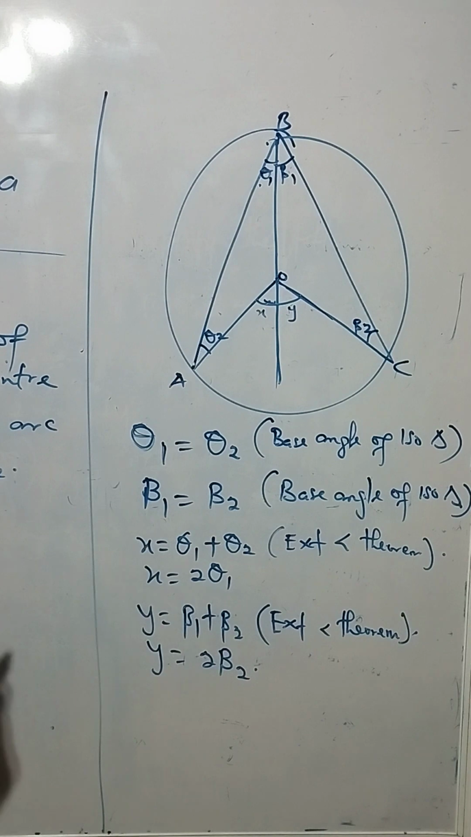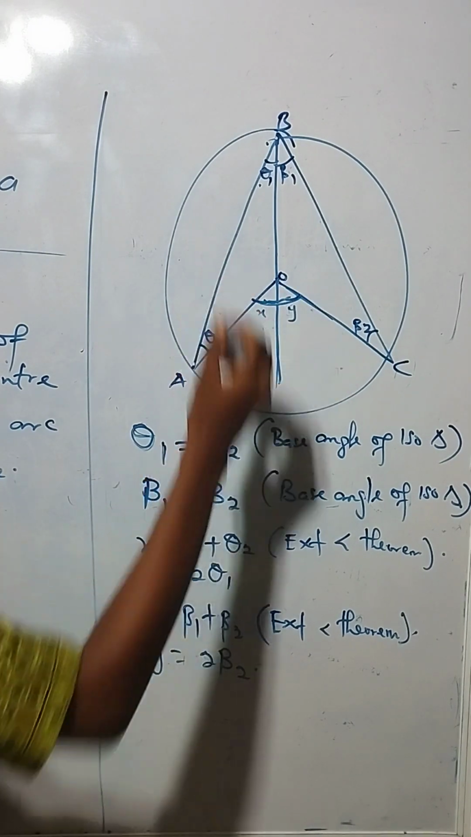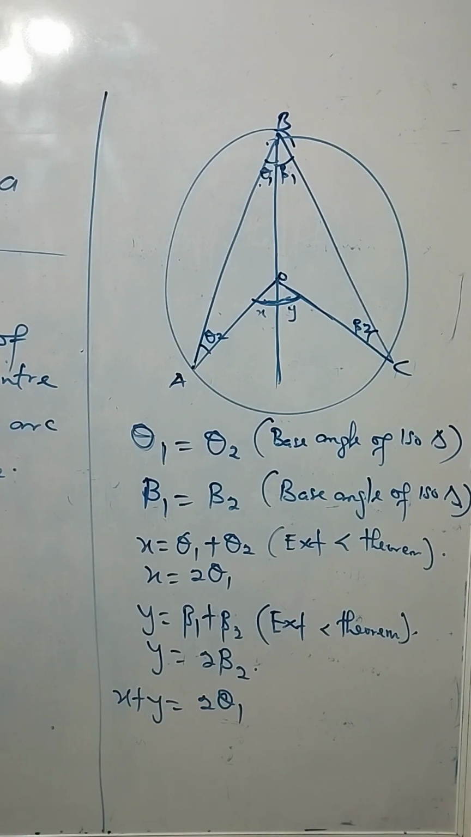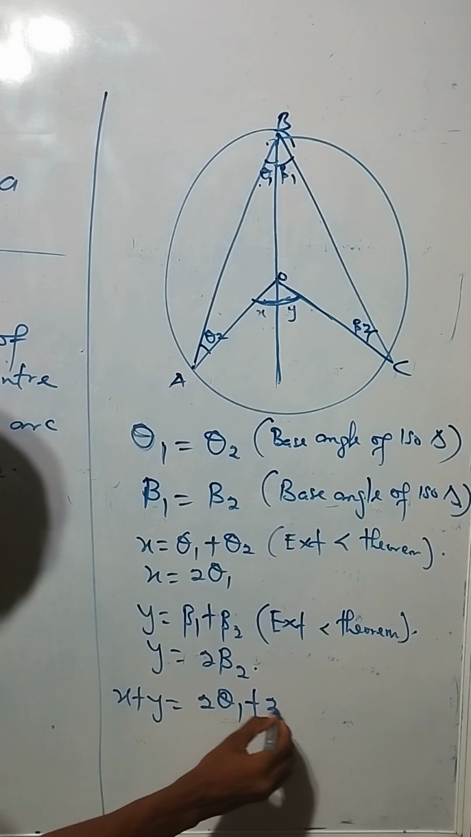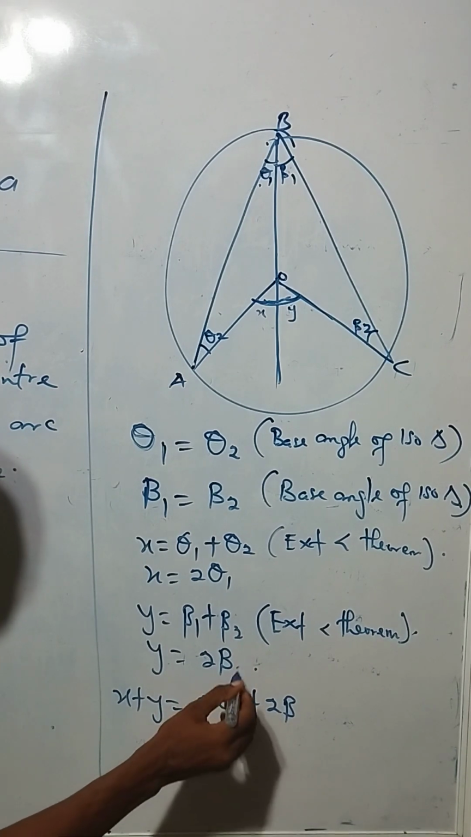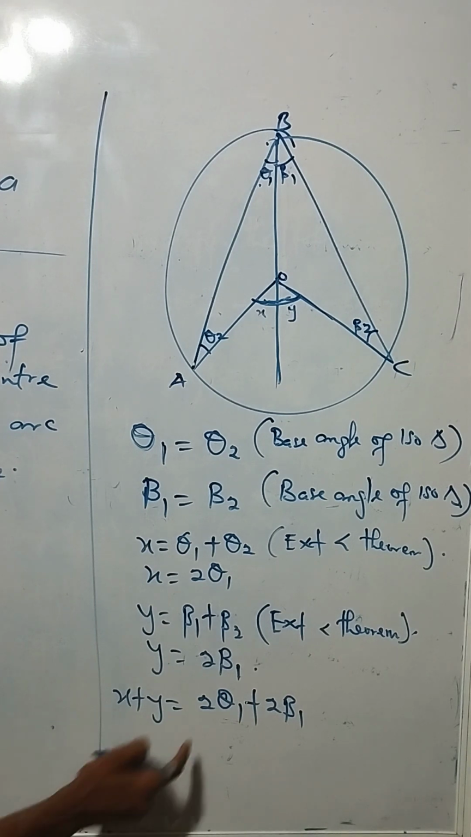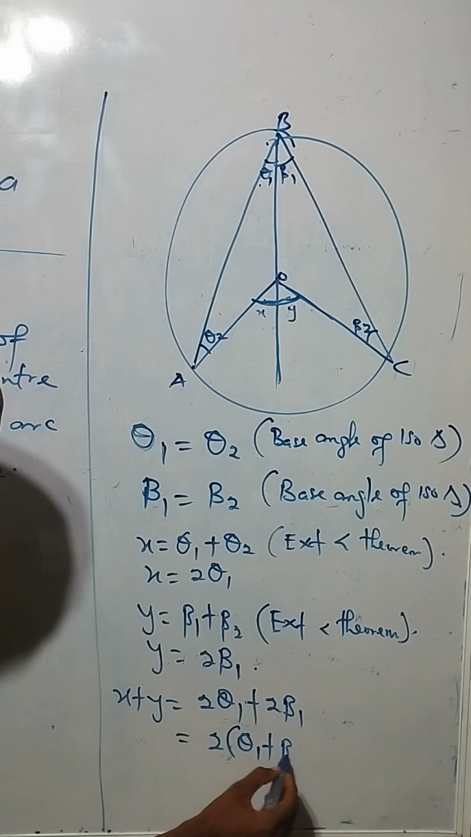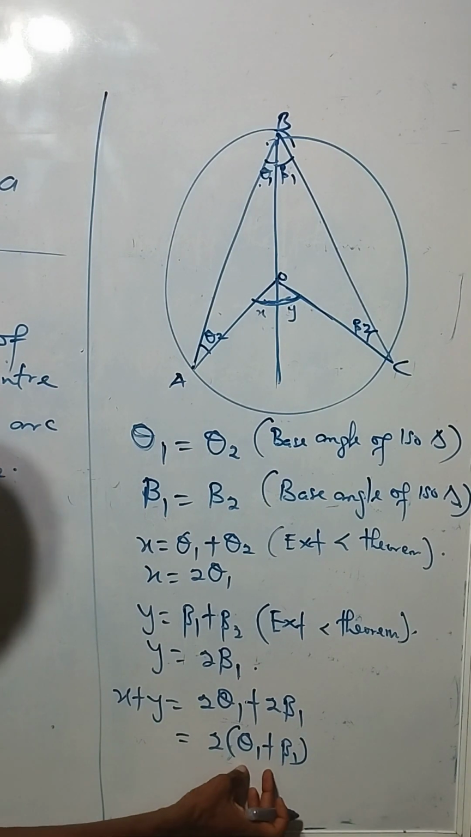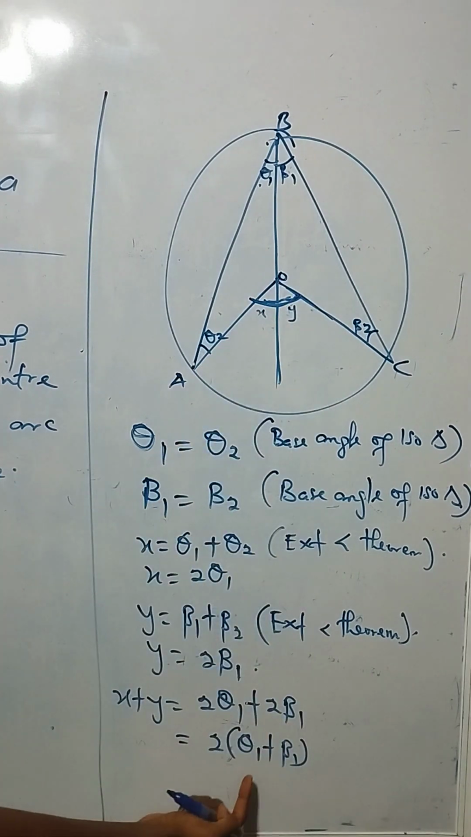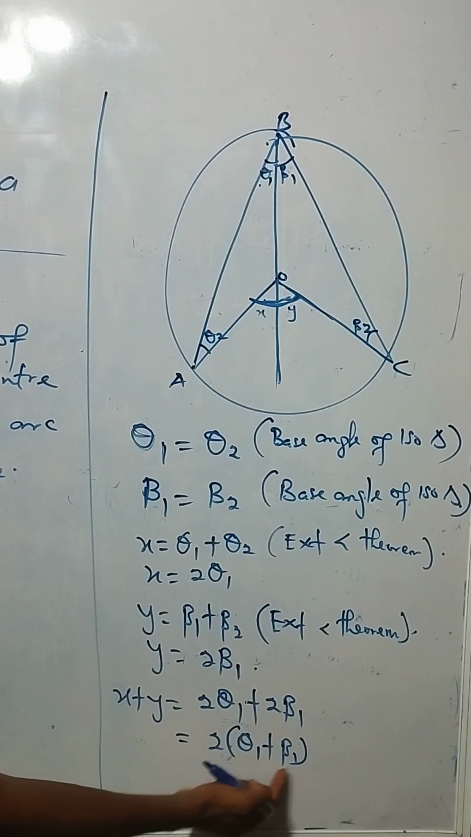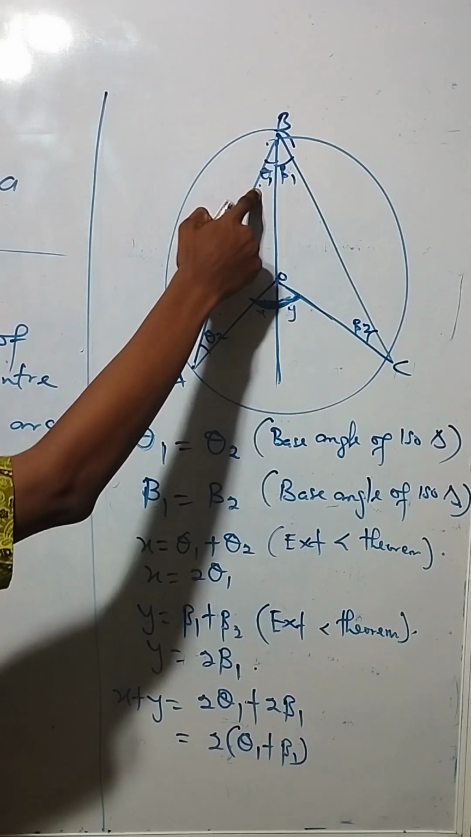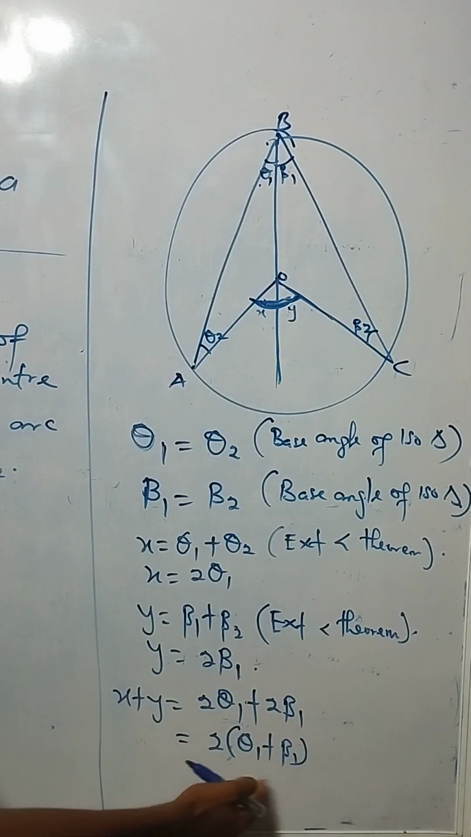So if we have 2 beta 2, that means the angle here, which is the sum, x plus y, is equal to 2 theta 1 plus 2 beta 1. If we factor it out, we are going to have 2 into bracket theta 1 plus beta 1. If you look at the angle here, you can see that it's showing theta 1 plus beta 1, which is 2 times. So that means the angle at the center is twice the angle at the circumference of the circle, and that is how we show this.